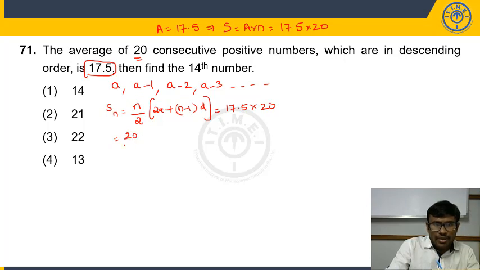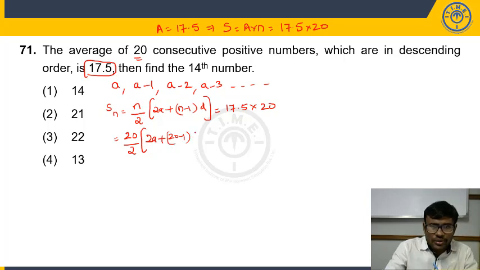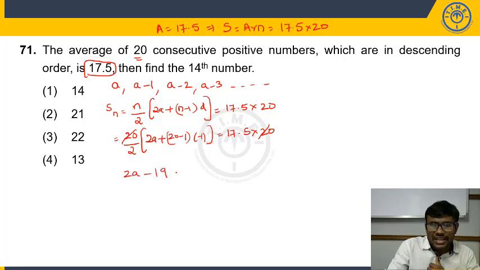So n is how much? 20 by 2 into 2a plus n minus 1, how many numbers are there? 20 numbers, so it is 20 minus 1, into what is your common difference? It is decreased by 1, no? So your common difference will be minus 1, is equal to 17.5 into 20. So 20 gets cancelled. So 2a plus 19 into minus 1, that is 2a minus 19, is equal to 17.5 into 2. 17.5 into 2 becomes 35.